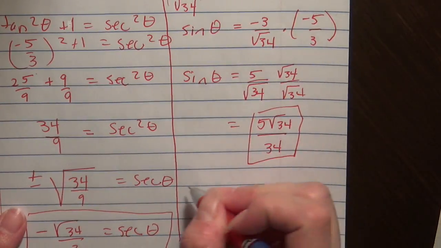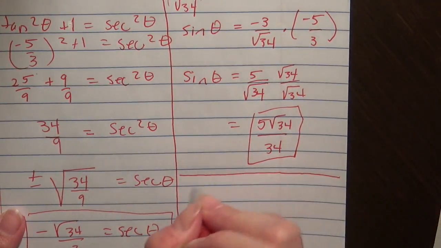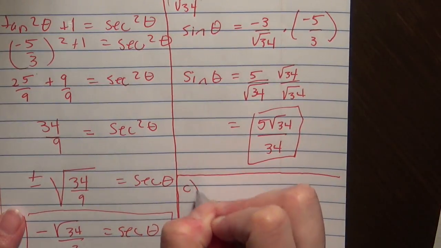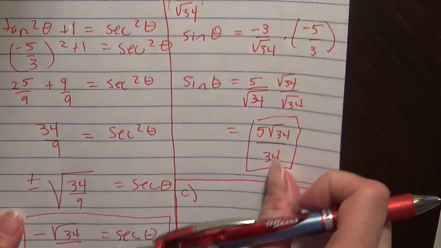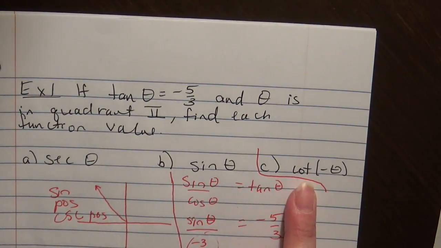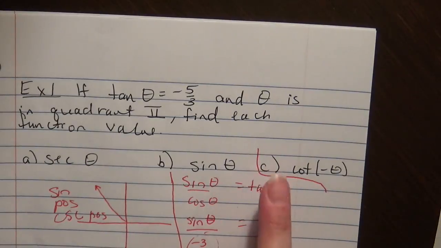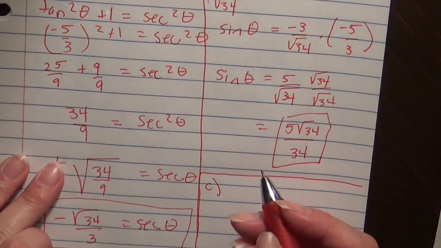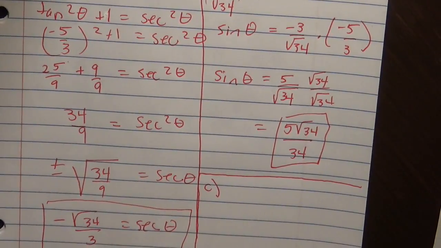Alright, and then for part C, I actually have space to do part C because part C is easy. In part C, I'm asked to find cotangent of negative theta. Well, because tangent and cotangent are odd functions, that's the same thing as putting the negative in front of the function. So I'm going to find negative, and I'm sorry to have to move it around. Let me zoom out.